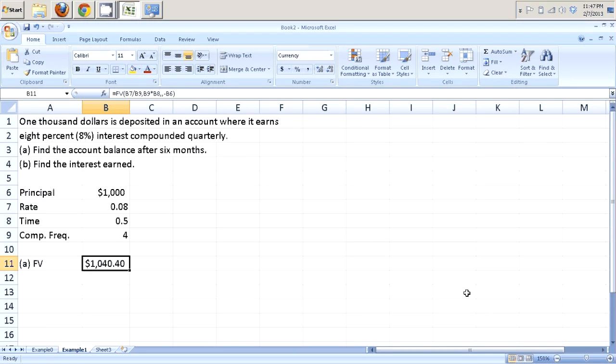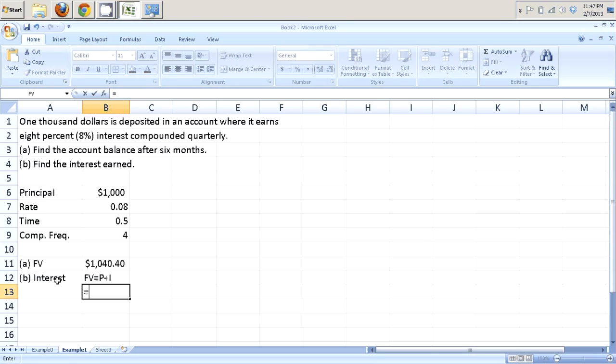So at the end of 6 months, he earns $1,040.40. Part B, the question asks, what's the interest? Remember, the future value is always the principal plus any interest earned. So for us, this is really just going to look like the future value minus the principal, and that'll let us know what the interest is. Well, it's $40.40. Take some time and pause if you didn't understand it.